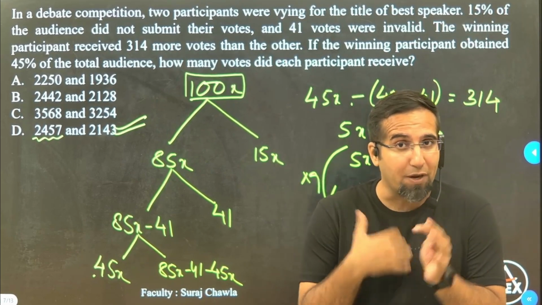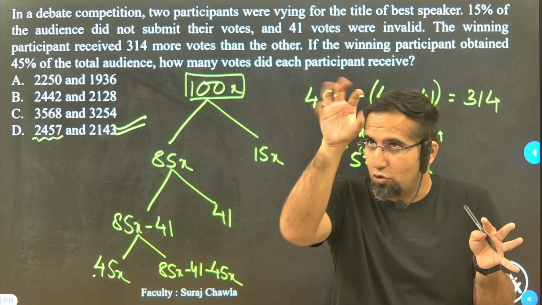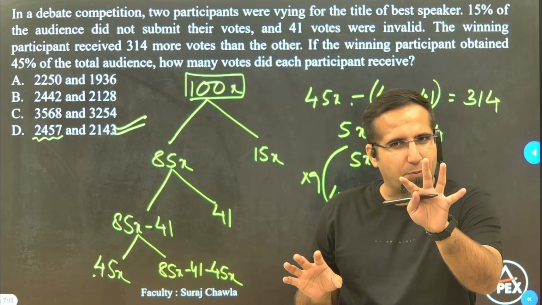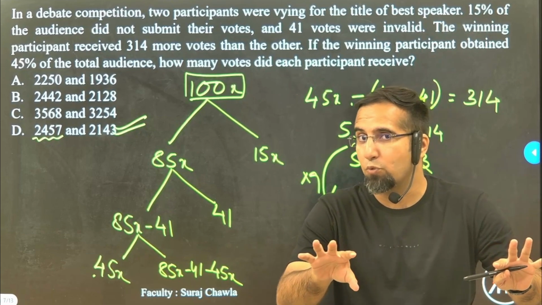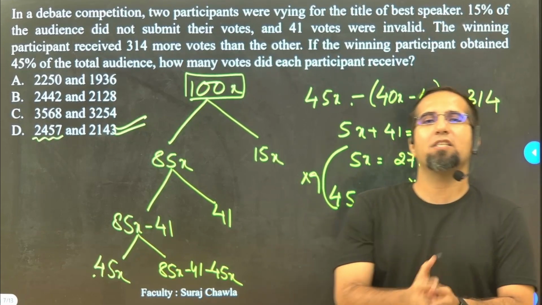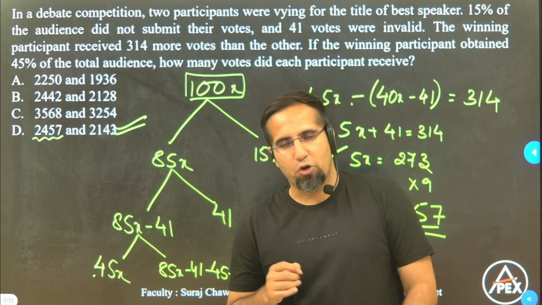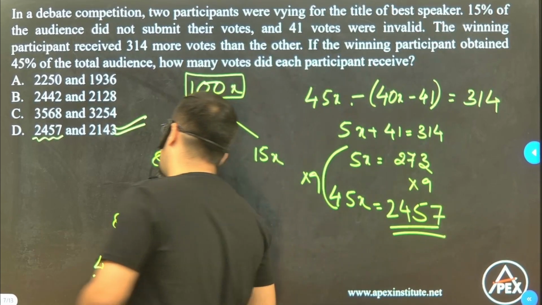I hope you understand the terminologies: total, number of people who voted, number of people who did not vote. From the people who voted there will be valid votes and invalid votes, and the valid votes are distributed between the winner and the loser. Clear? So I hope this model is very clear, guys. Let's move to the next question.